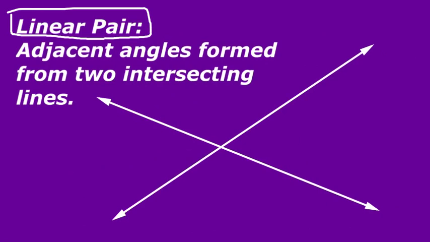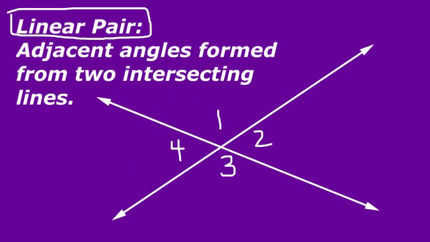So linear pair is slightly different. We're not looking at angles that are opposite one another. We're looking for angles that are adjacent or next to one another. Okay, and you can see that word right here, adjacent. We'll look at that in a minute, but again, I have a special definition for those. But they're next to one another.